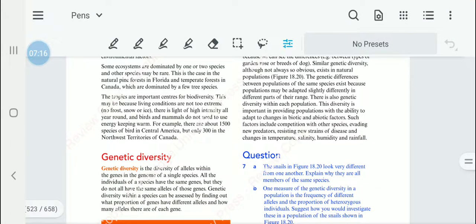Now we are going to discuss genetic diversity. Genetic will obviously refer to alleles. But before we do that, we will do that in the next video.